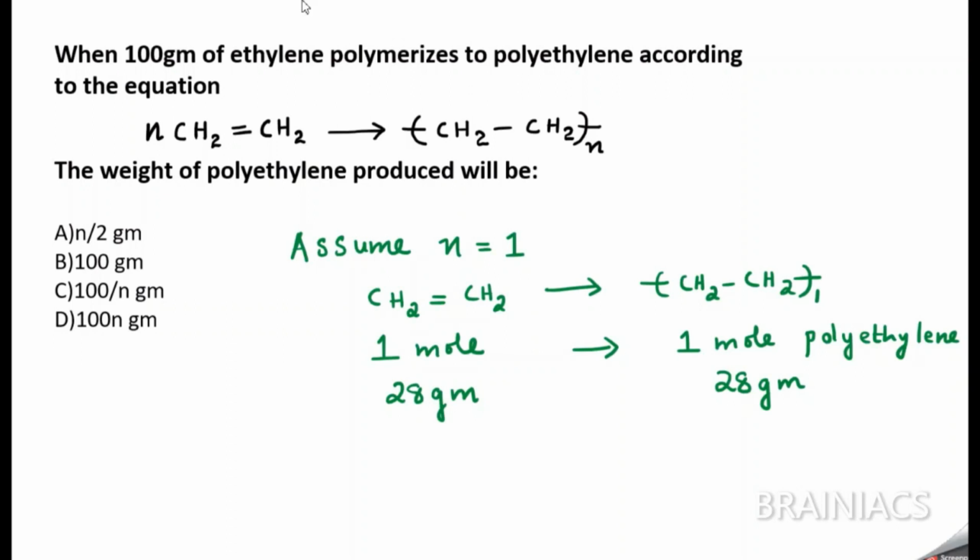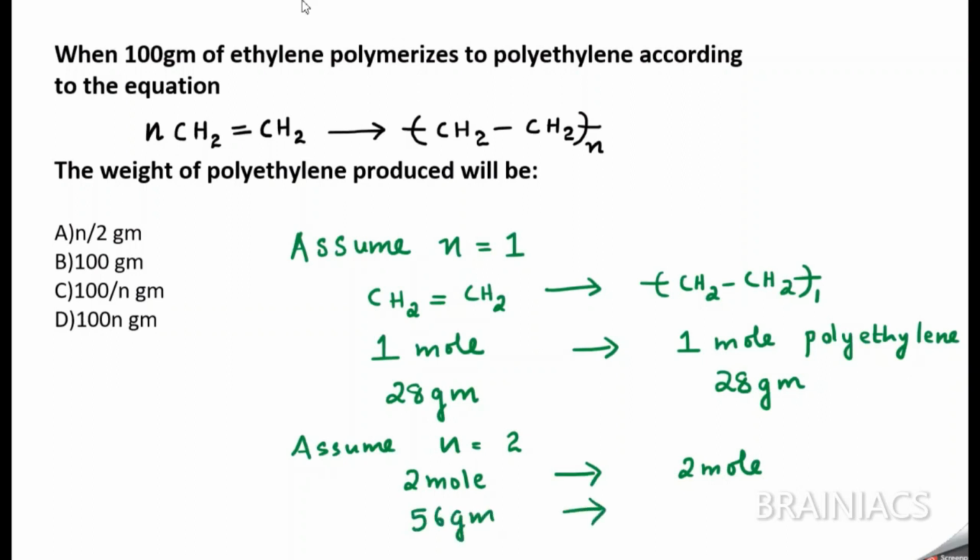Now, some students say, sir, you have assumed this with n is equal to 1. Why can't this be 2 actually? Assume n is equal to 2. What change will come? You will have 2 moles of ethylene, that is polymerizing to give raised to 2 here, so this will become twice. Then you are getting 2 molecules, so we are getting 2 moles as the output. What is the mass of 2 moles? It will be 56 gram.